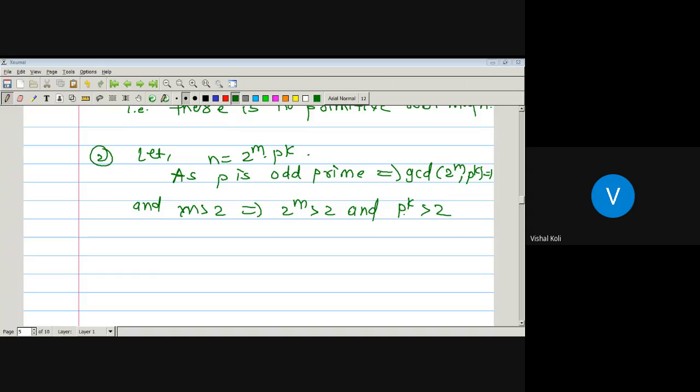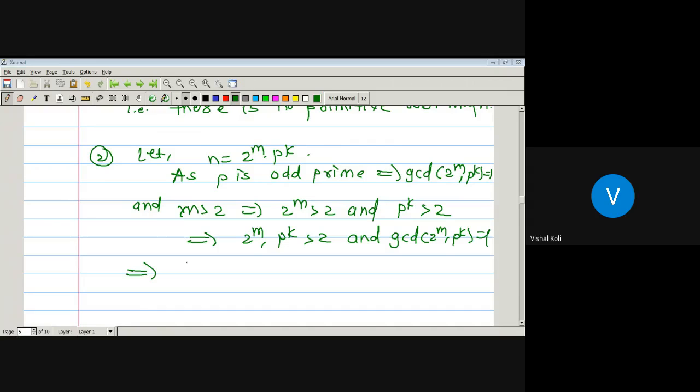Since p is an odd prime, it means it is starting from 3. Therefore 3 raised to any positive integer must be greater than 2, which implies 2 raised to m and p raised to k are greater than 2. And GCD of 2 raised to m, p raised to k is equal to 1, which implies, again by the previous result, here we get two integers 2 raised to m and p raised to k which are greater than 2 and which are relatively prime to each other.